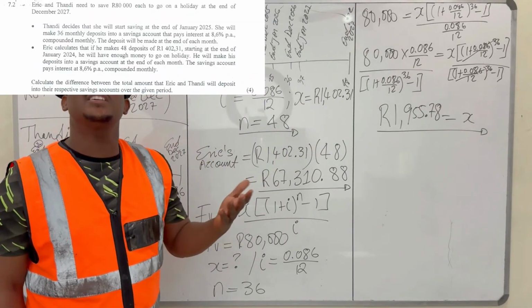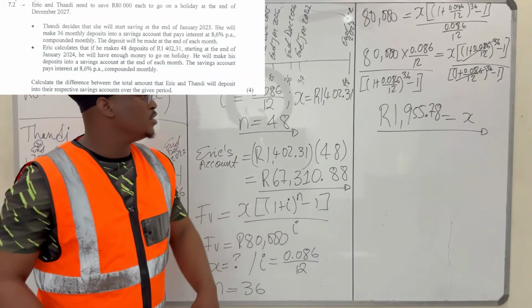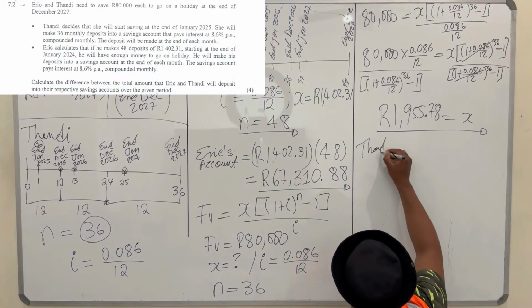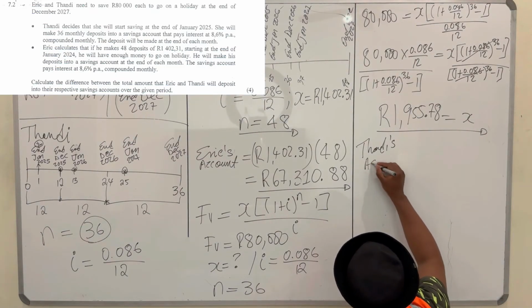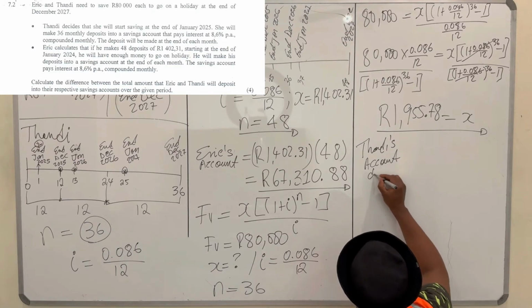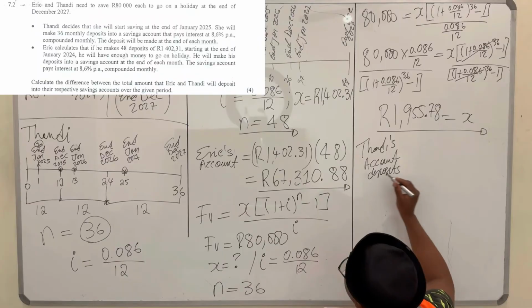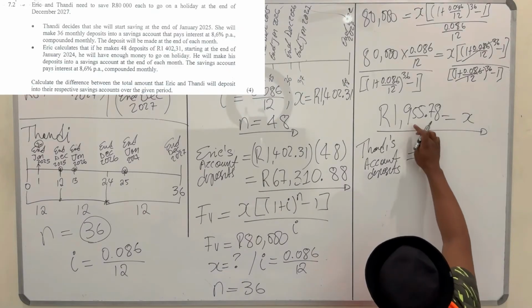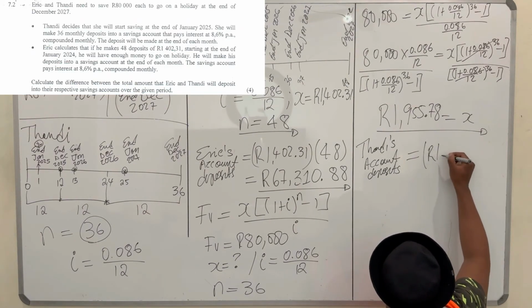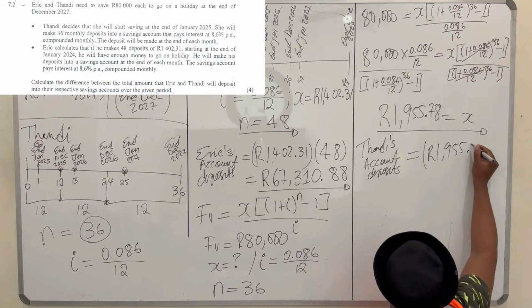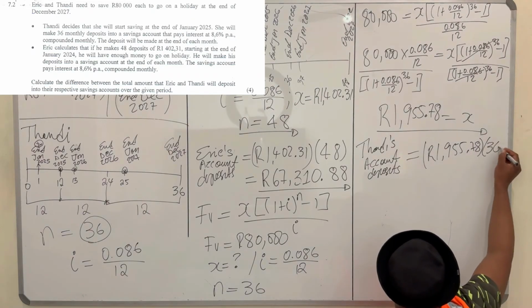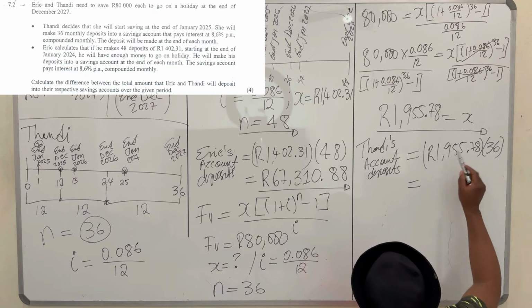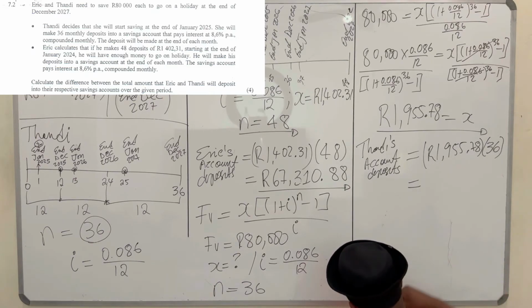So we can find how much she deposited into her account in total. So let's go and do that. Tandy's account deposits, right? So this is the total. So these are deposits as well. So they should be equal to what? She was depositing 1,955 rand 78 cents for how long? For 36 months. So how much did she deposit into that account in total? The answer to this will be the total amount that she deposited into that account.